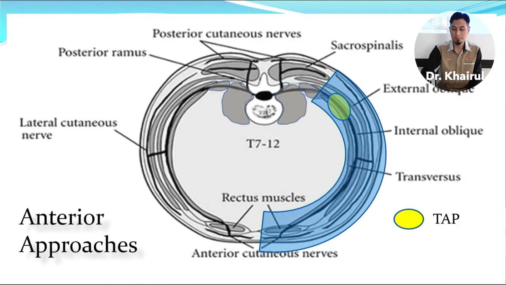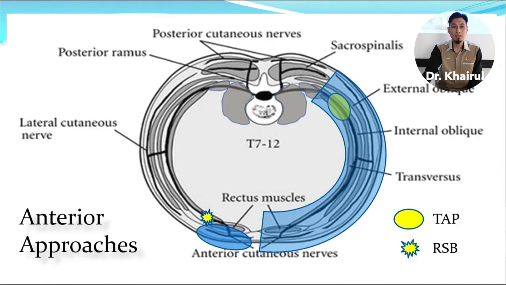We also can perform rectus sheath block. It blocks the anterior cutaneous nerves. We deposit the LA between the rectus abdominis muscle and the posterior rectus sheath, and thus it only covers the anterior abdominal wall.